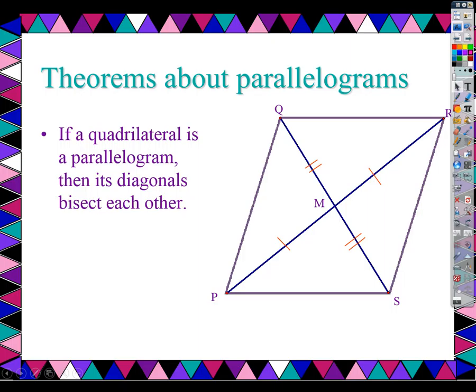What does it mean to bisect again? Remind us, somebody. Cut in half, right? So we're going to cut it into 2 equal lengths, or 2 congruent segments. That's telling us, for example, that segment QM is going to be congruent to segment SM.